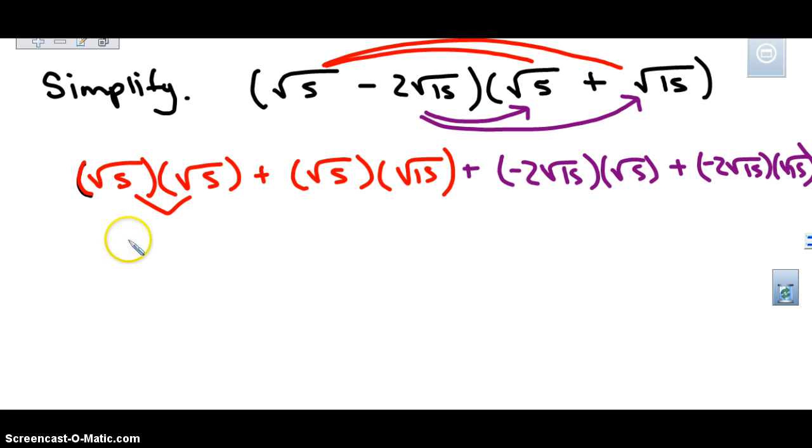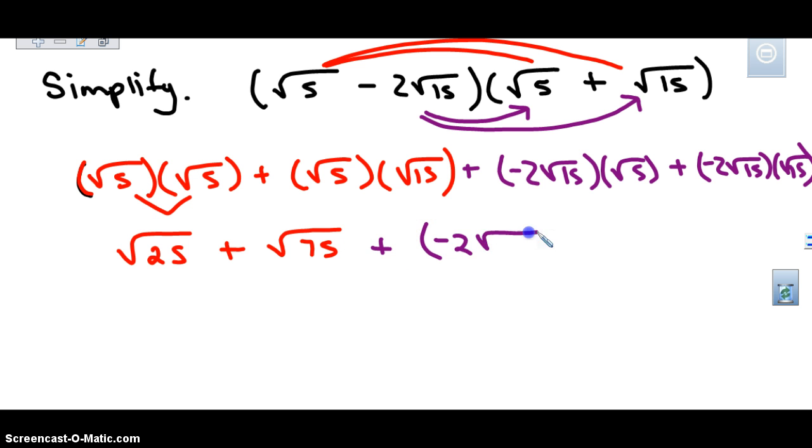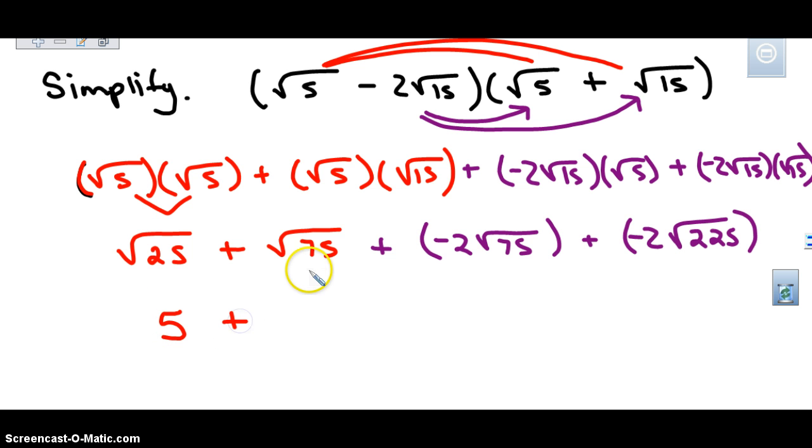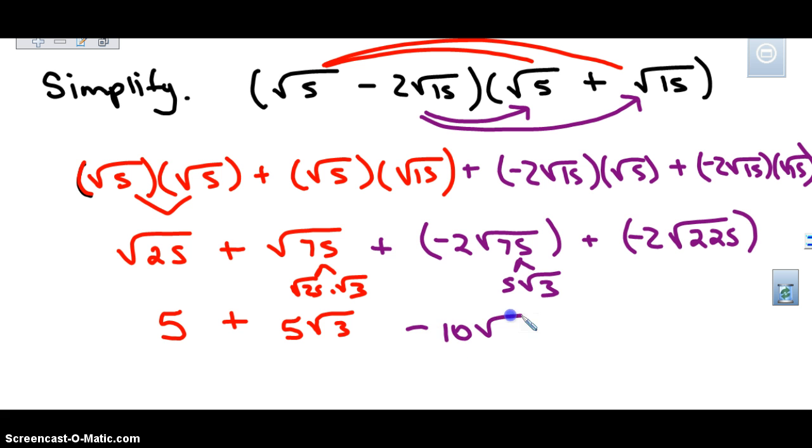So you can say the square root of 5 times the square root of 5 is the square root of 25. The square root of 5 times the square root of 15 is the square root of 75. Negative 2 times the square root of 75. Negative 2 times the square root of 225. So now we need to simplify each of these square roots. The square root of 25 is 5. Can we simplify the square root of 75? Okay, we would say the square root of 25 times the square root of 3. That means 5 square root of 3. This means 5 square root of 3 times negative 2, which simplifies to negative 10 square root of 3.